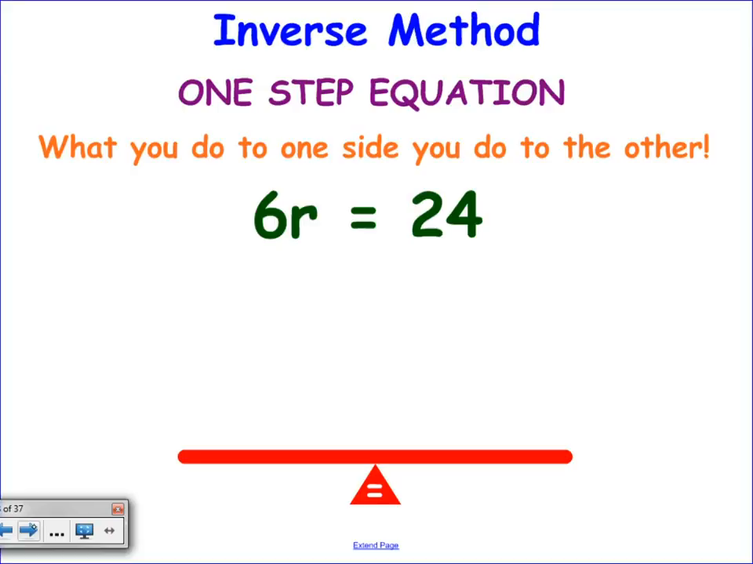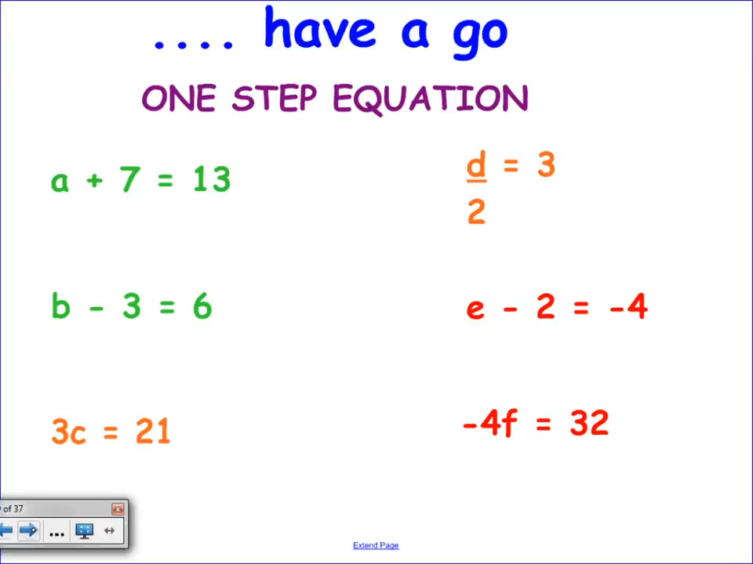Okay? 6r equals 24. Divide both sides by 6. Can everyone see that? Because it's 6 times r, the opposite is divide. R on its own is 4. You can check your answer. 6 times 4 is 24. And when we do harder ones, I recommend you put your answer back into it to check your answer is correct.